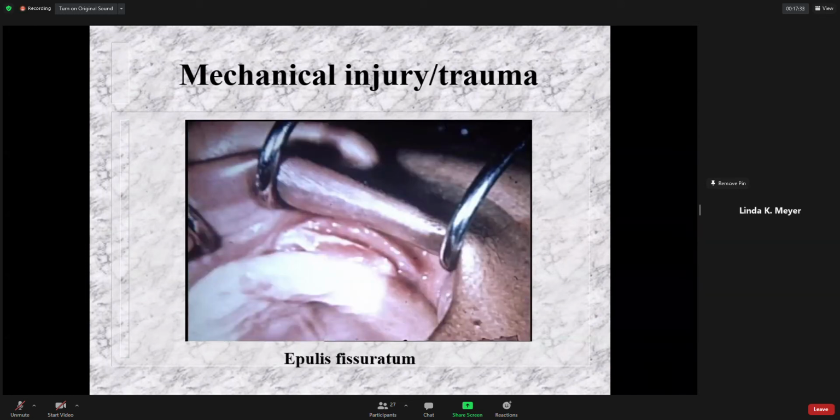Even this is from an improperly fitting denture. The denture fits right in here, and there's this overgrowth of tissue that occurs that's called an epulis fissuratum.